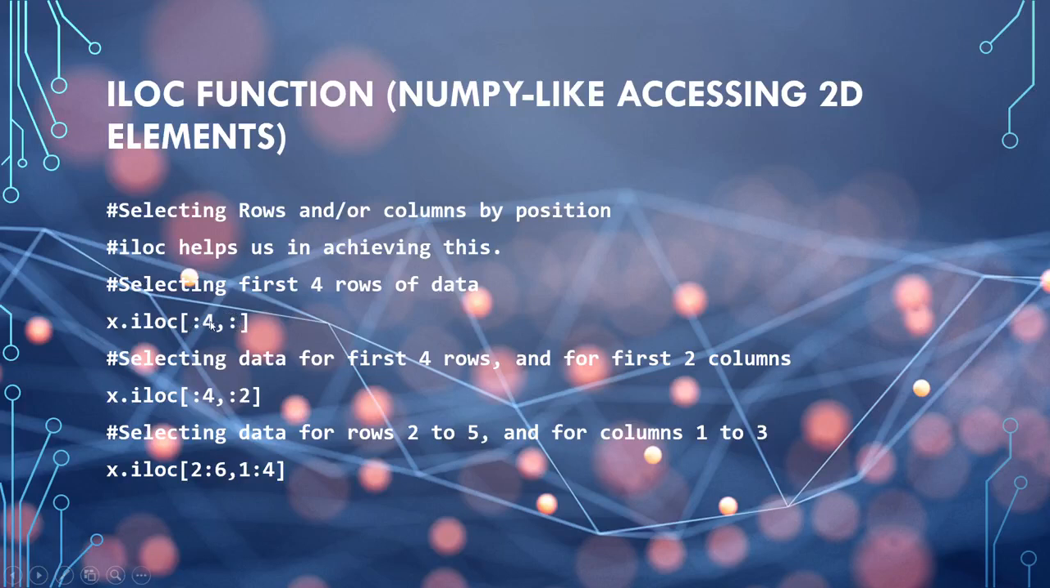So 0 1 2 3 are actually 4 rows, selecting data for the first 4 rows and the first 2 columns. We can do it like this. Nothing at the beginning means starting from the beginning, and nothing at the end means going till the end. Selecting data for rows 2 to 5 and columns 1 to 3, you can do like this. You also know that 6 means it will go till 6 minus 1. I have explained this type of function, iloc type function, in NumPy also.